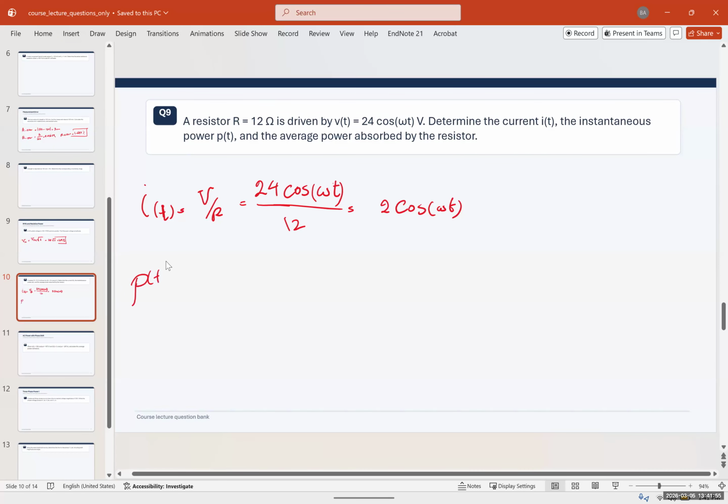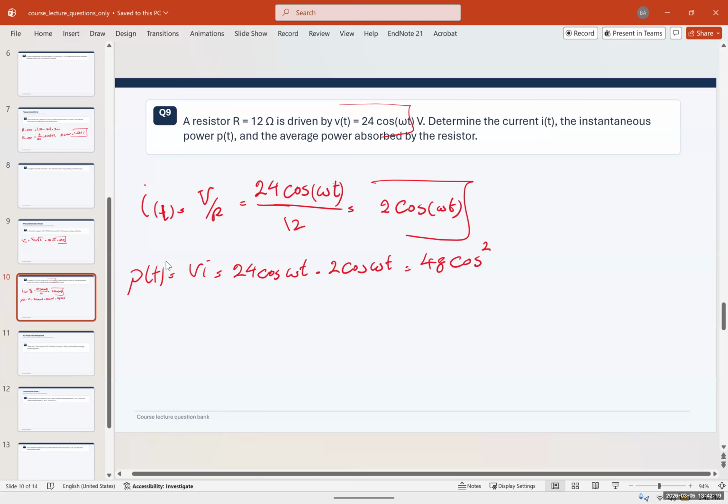Now, p(t) is equal to v(t) times i(t), which is the current times the voltage. So 24 cosine of omega t times 2 cosine of omega t, which would be 48 cosine squared of omega t. Now this is the instantaneous power. We have to find the average power.